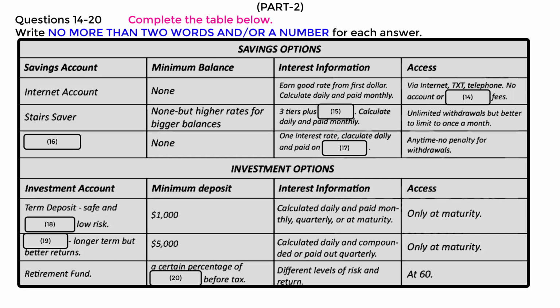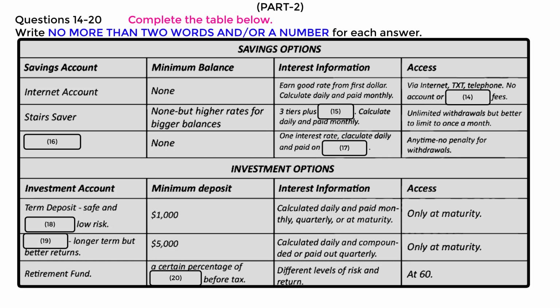Let's look first at savings options. We can give you 3 options. Our internet account earns you interest from your very first dollar deposited. You don't have to maintain a minimum balance, and you earn a good interest rate from the start. Interest calculated daily and paid into your account monthly. You always have immediate access to your money by using the internet, text or telephone banking. What's more, there are no account or transaction fees.